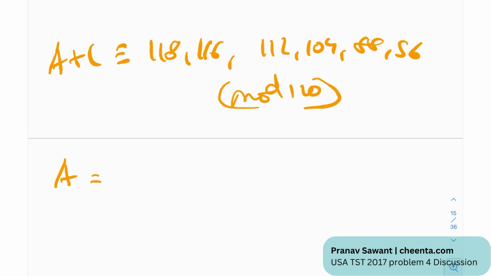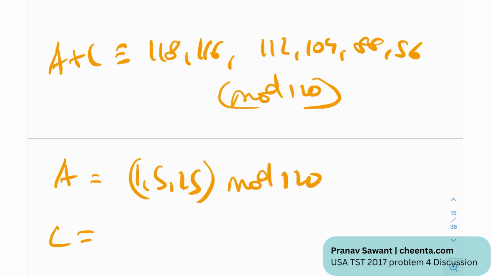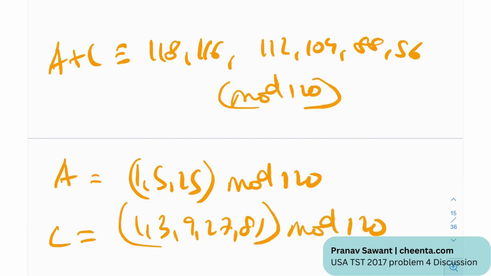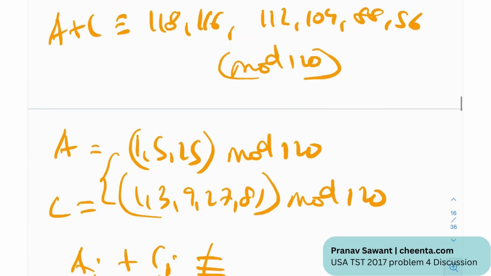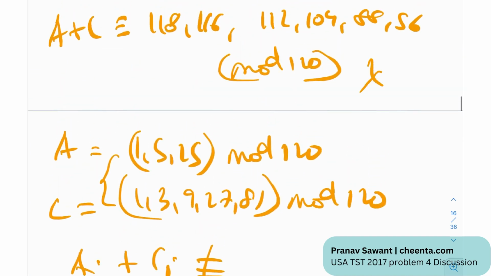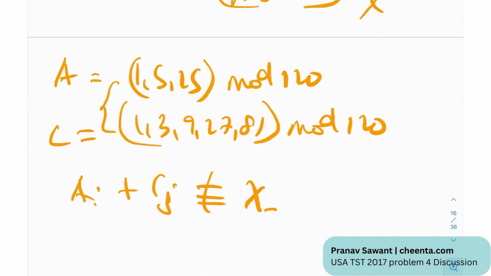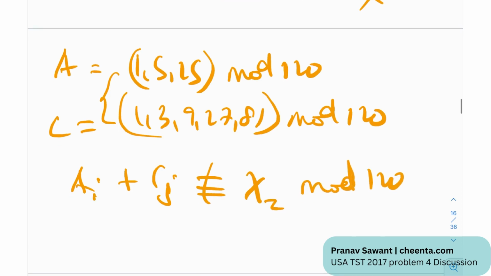A was essentially 1, 5, 25 mod 120, and c was 1, 3, 9, 27, 81 mod 120. And if you see the sum of any two elements, a_i plus c_j, it will never be equal to any of these, let's say x_z mod 120, where these are the ith, jth, and zth elements, right?